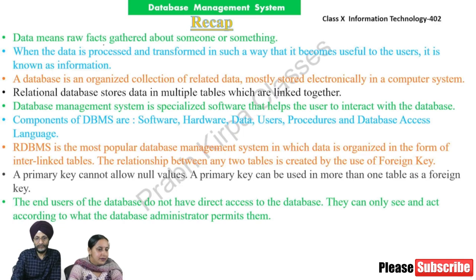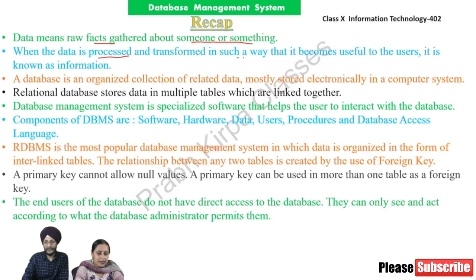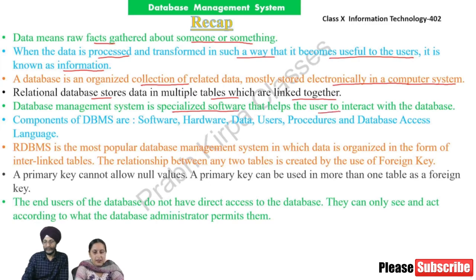Recap. Data means raw facts gathered about someone or something. When the data is processed and transformed in such a way that it becomes useful to the users, it is known as information. A database is an organized collection of related data, mostly stored electronically in a computer system. A relational database stores data in multiple tables which are linked together. Database management system is specialized software that helps the user to interact with the database.